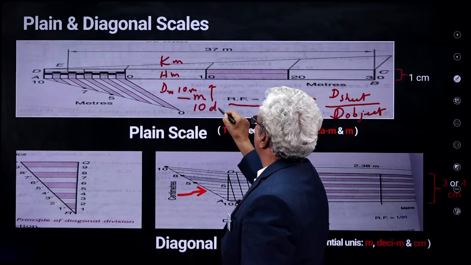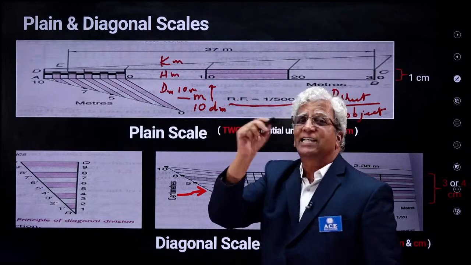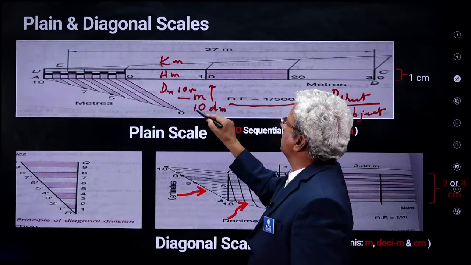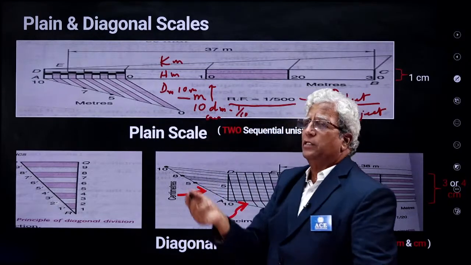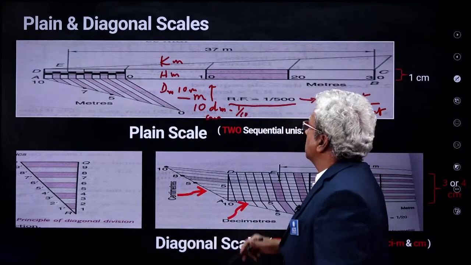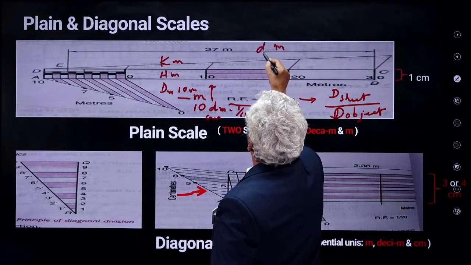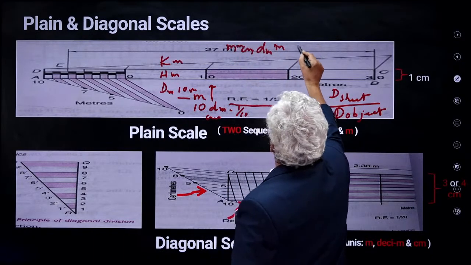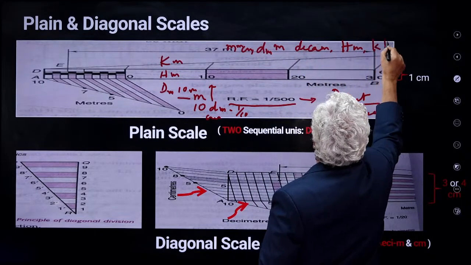1/10 of the meter is 1 decimeter, and 1/100th of the meter, centi means 100th, no? Centimeter. That means 10 decimeters will make 1 meter, or 1 decimeter is equal to 1/10 of the meter. Similarly, you know this, centimeter is 1/100th of the meter, and millimeter 1/1000th of the meter. So, in the metric system, what is the sequence? Less than meter: decimeter, centimeter, millimeter. More than meter: decameter, hectometer, kilometer. Is it not so?